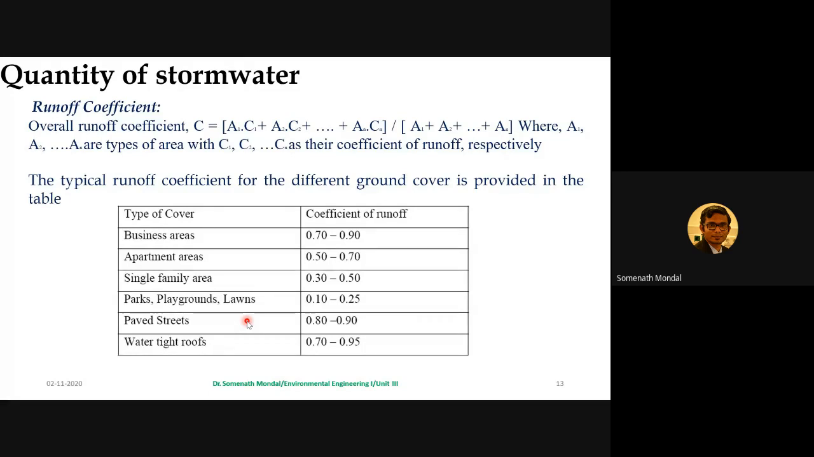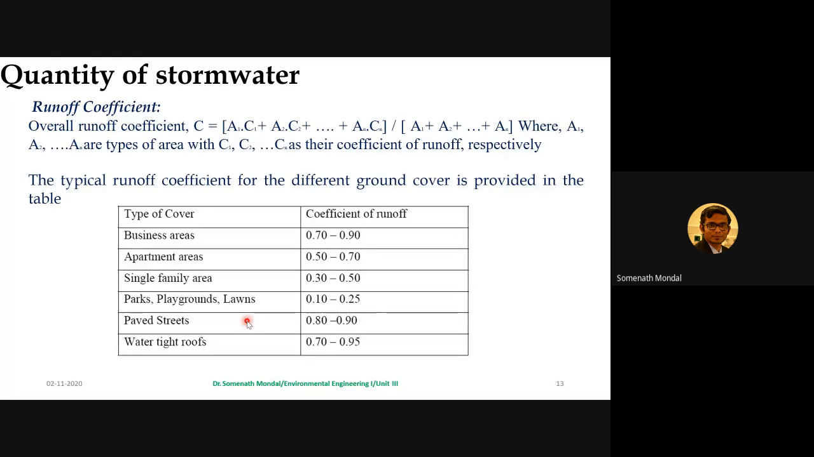And these are the three things. And the overall runoff coefficient for the catchment area can be determined with the help of the formula which I have given in the top line on this particular slide. So you can go through that formula. C is equal to A1 C1 plus A2 C2 plus An Cn divided by A1 plus A2.